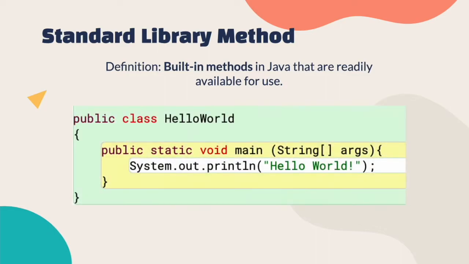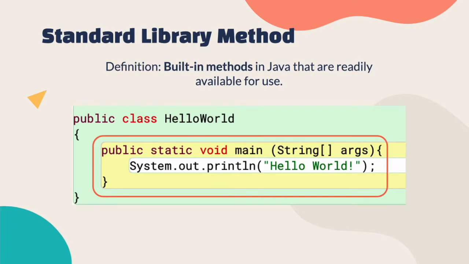Let's have a look at this one. This line of code: public class hello world, public static void main string args, system.out.println hello world. So this line of code, the one in the box, that main method is a built-in method. So it's already available in Java to use. And this is also a method, that method print line prints the string inside the quotation marks. That method is defined in Java IO print stream.